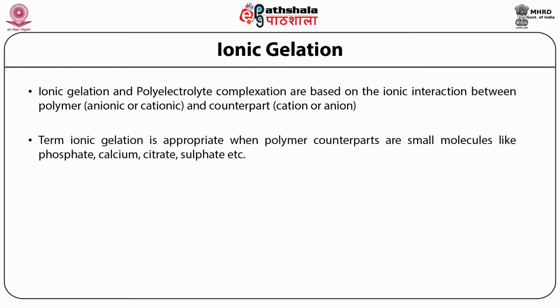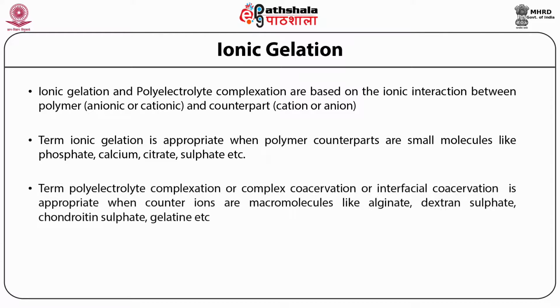The term ionic gelation is appropriate when the polymer counterparts are small molecules like phosphate, calcium citrate and sulfate, while it is more appropriate to use the term polyelectrolyte complexation, complex coacervation or interfacial coacervation when counter ions are macromolecules like alginate, dextran sulfate, chondroitin sulfate, gelatin, etc.